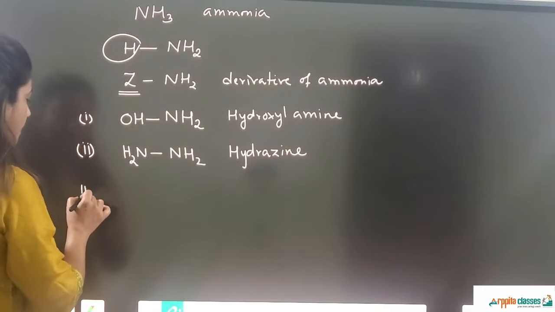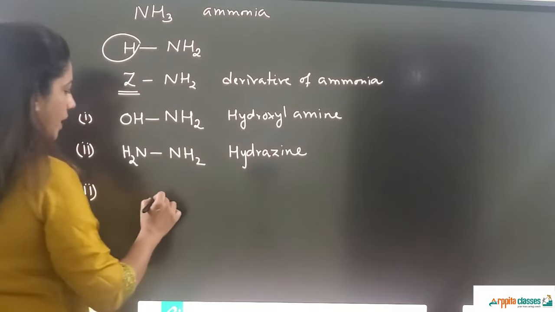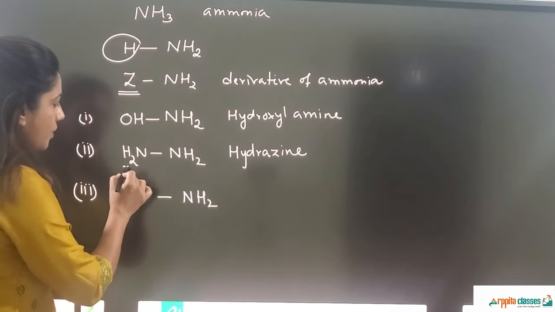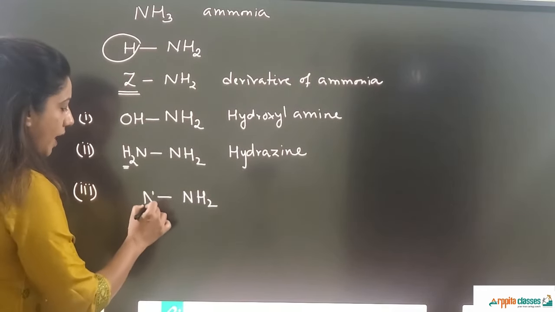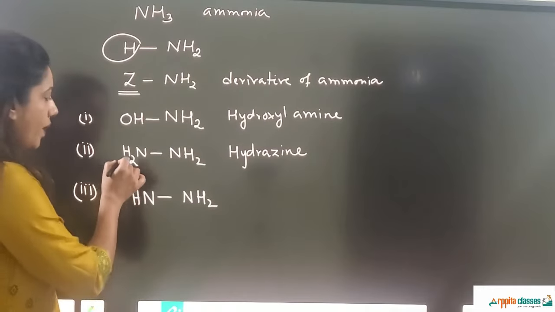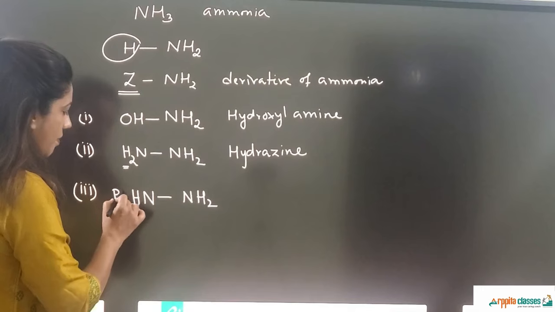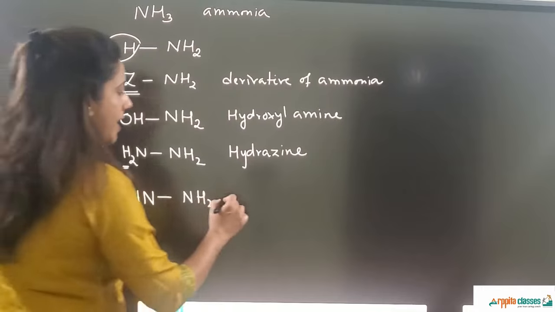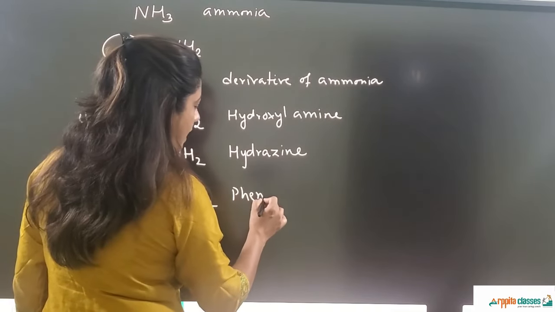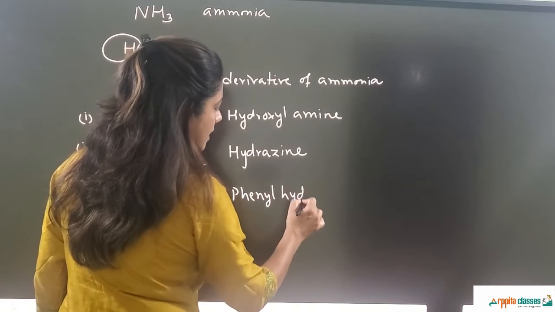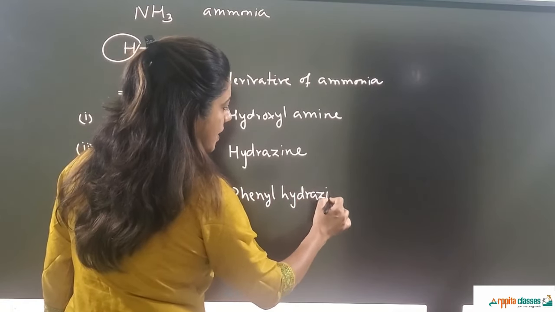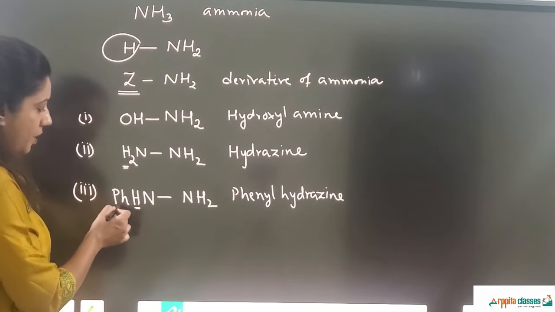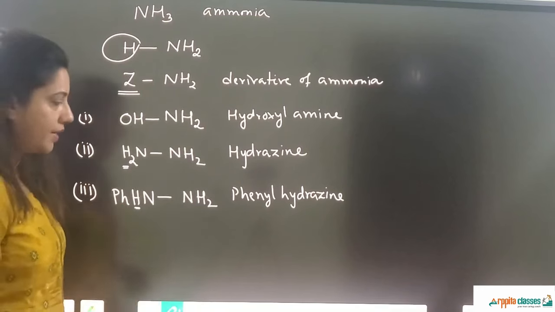Number 3. Now this NH2 is constant, I am writing NH2 only. Now one of the hydrogens from here is substituted by a Ph group. Ph group means benzene ring. So this is called phenylhydrazine. It's hydrazine only, but one of the hydrogens of hydrazine is substituted by Ph. So it's called phenylhydrazine.